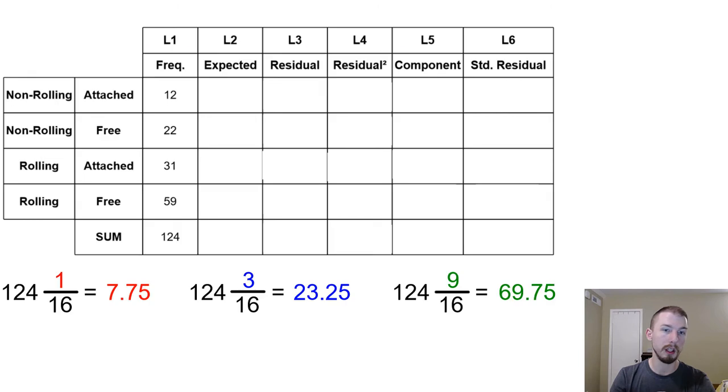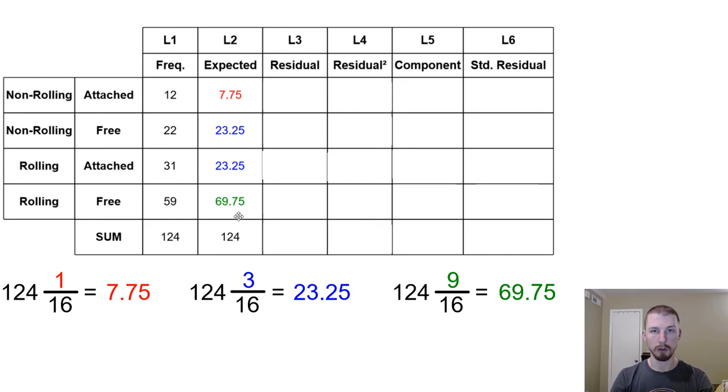So let's go ahead and fill in our chart here. We have our expected counts. For both of the recessive traits, that would be what we said earlier, which was 7.75. Then one of each, so not being able to roll and free, and rolling and attached, would both be 23.25. Then for both dominant traits, we're expecting to see the most of those, of course. Now the sum of all of the expected values is going to be exactly the same as the sum of the frequencies, which is kind of cool because that's what we're expecting.